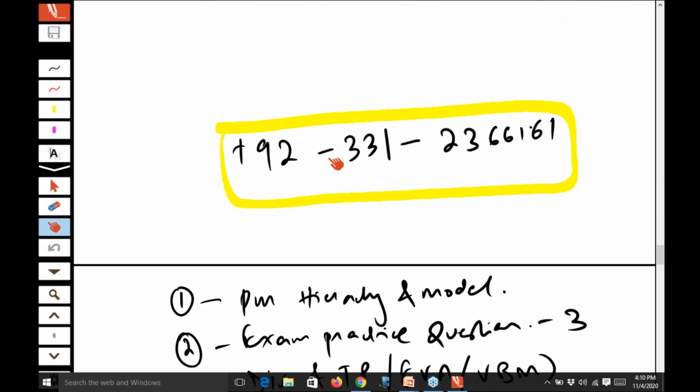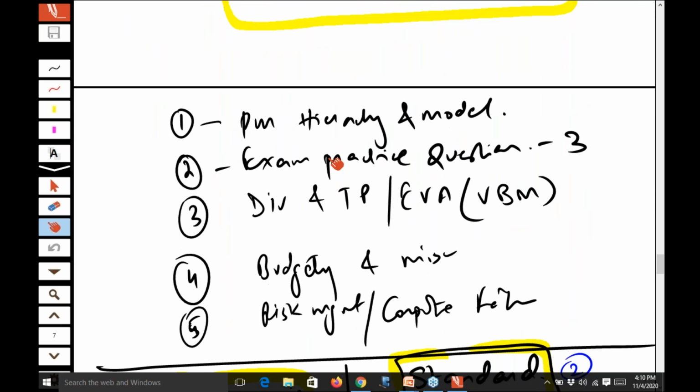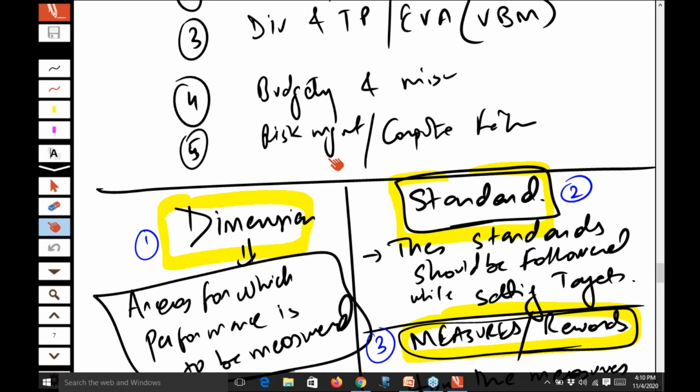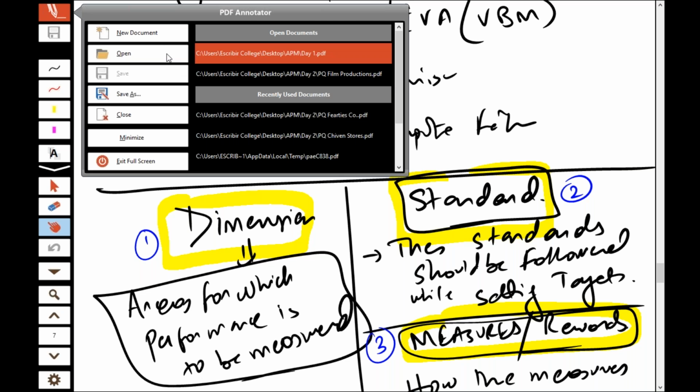Then I moved forward to the next model, which was the building block model.